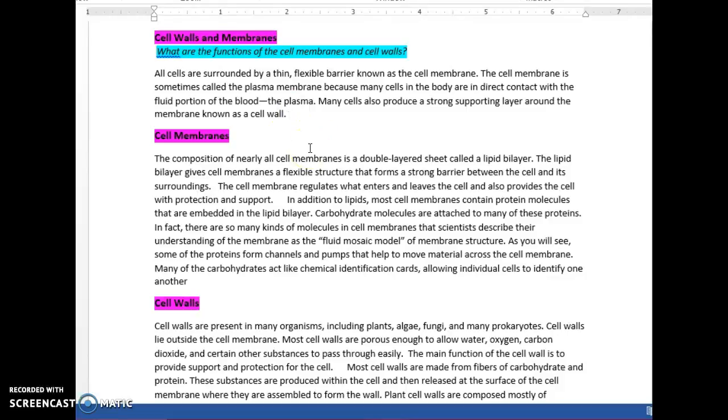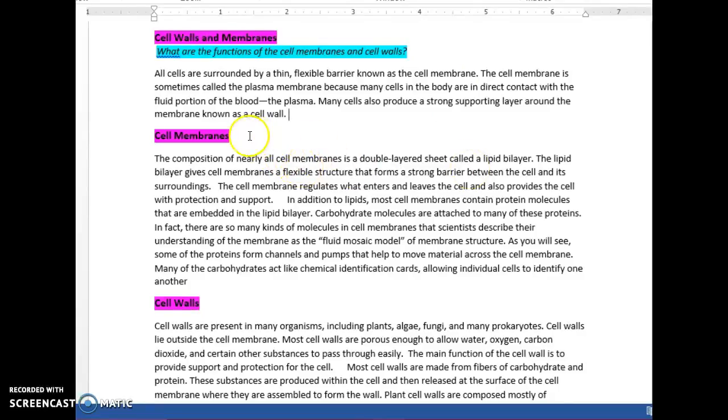So if I look at this question highlighted in blue, what are the functions of the cell membranes and cell walls? All cells are surrounded by a thin, flexible barrier known as the cell membrane. The cell membrane is sometimes called the plasma membrane because many of the cells in the body are in direct contact with the fluid portion of the blood. Well, being a scientific reader, I want to skip all the little bits and pieces in between and get to those questions and preview what I need to know before I read it.